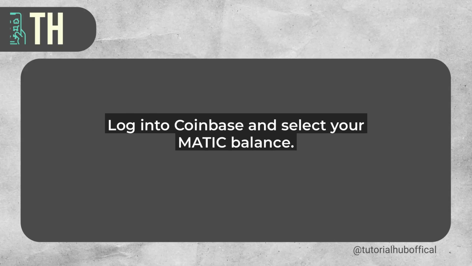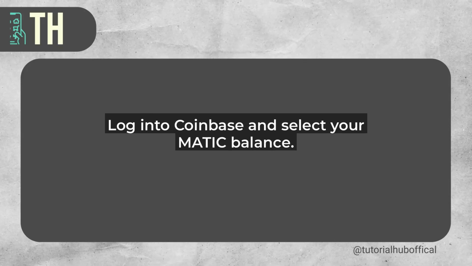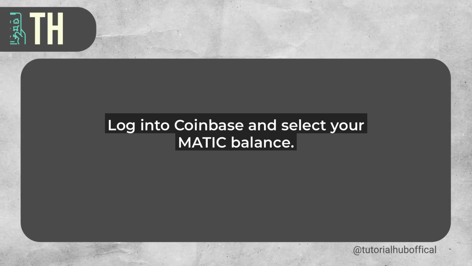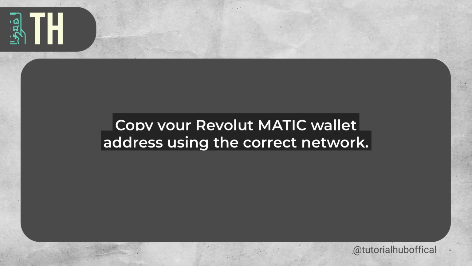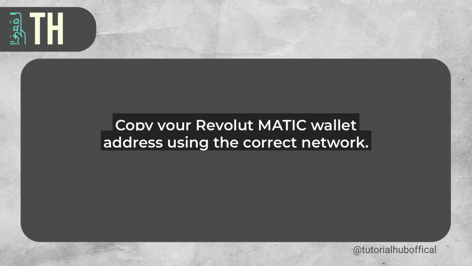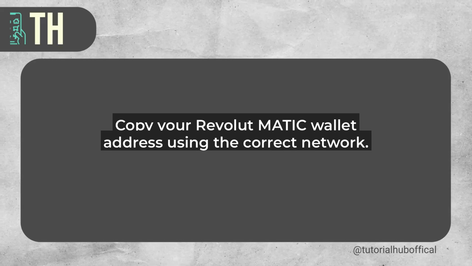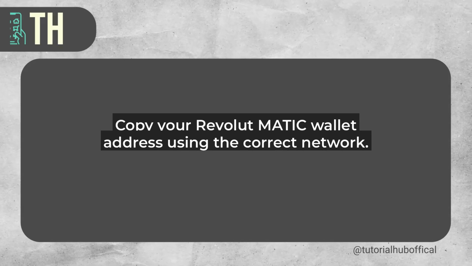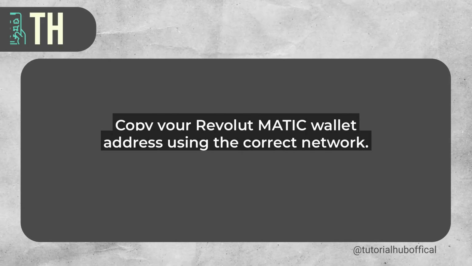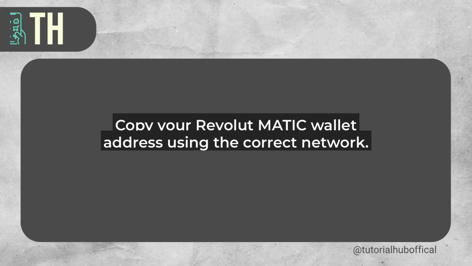Step 2. You'll need to enter the recipient's address. Open your Revolut app, go to the crypto section, and select Matic. There, you can find and copy your Revolut Matic wallet address. Make sure you're using the correct network. Typically, it's the Polygon network for Matic to avoid high fees.